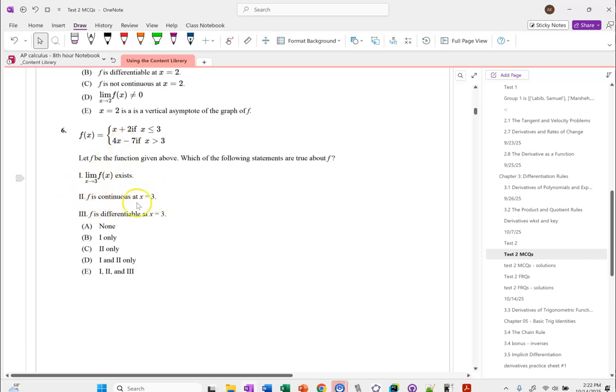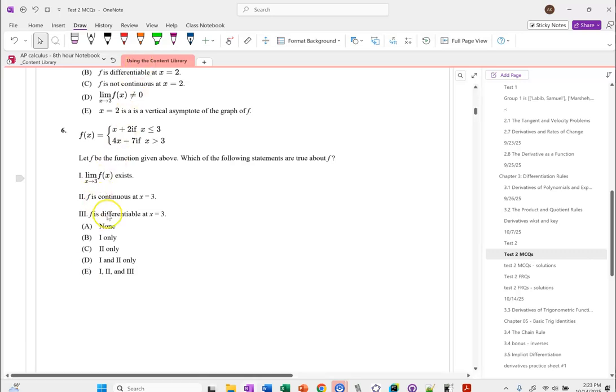Continuity, is it continuous at 3? Yes, because f of 3 is also 5, right? Because it's "or equal to," I'd plug the 3 into this piece and get 5 again. So we know 2 is definitely it. So we can cross out 1 only. So we're now down between D and E, right?